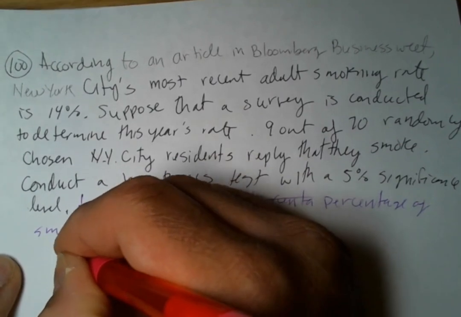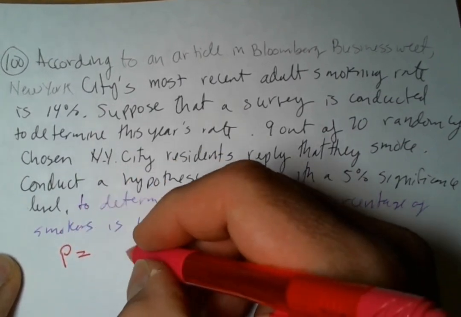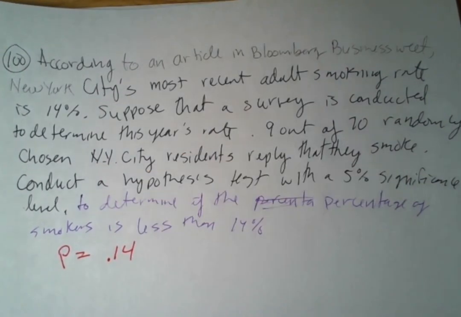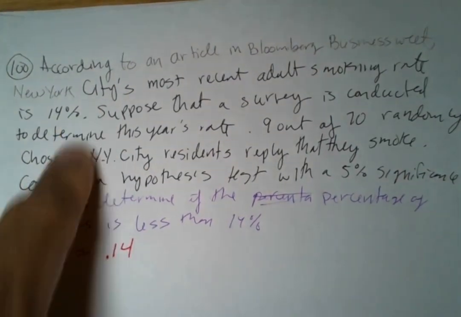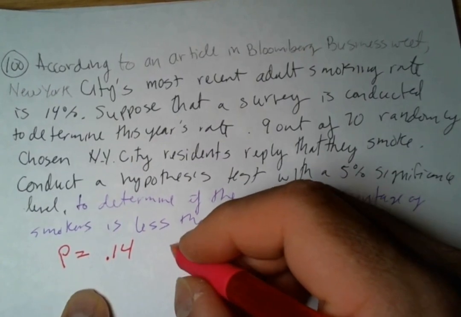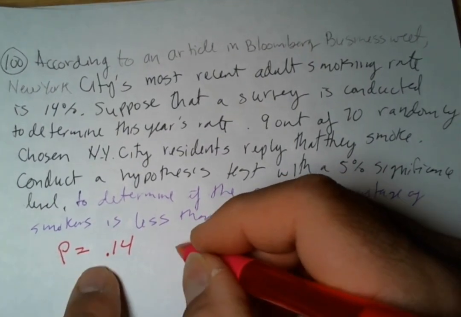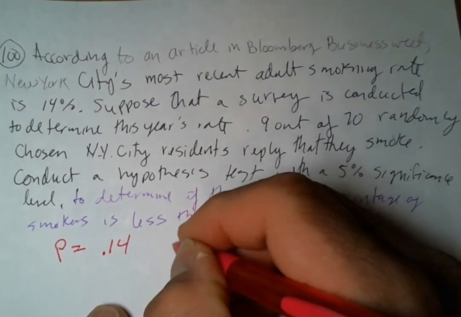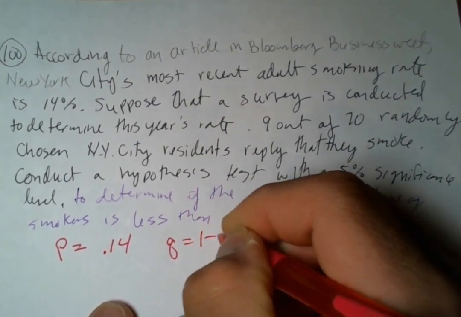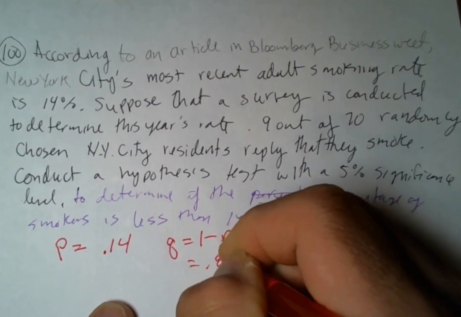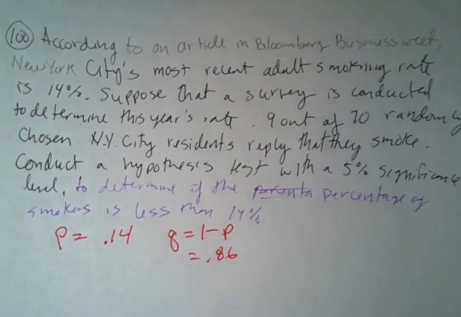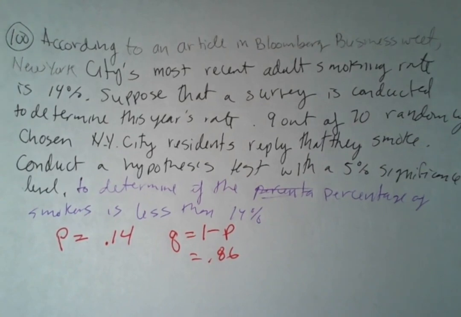So what is known, p, is 0.14, from our 14%. That's the probability of success from previous knowledge. We're assuming that this is the population proportion. So q, which is 1 minus p, would be 0.86, or there's an 86% chance that if you ask any given random individual, they do not smoke.